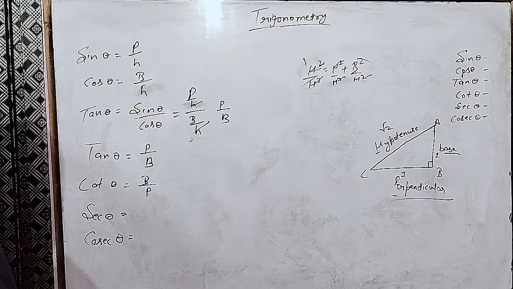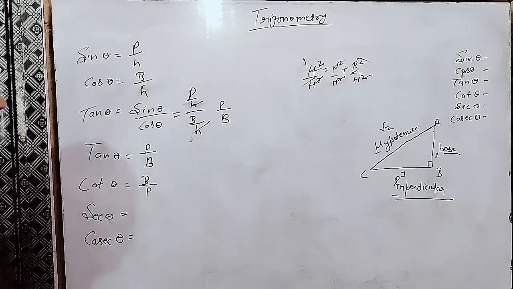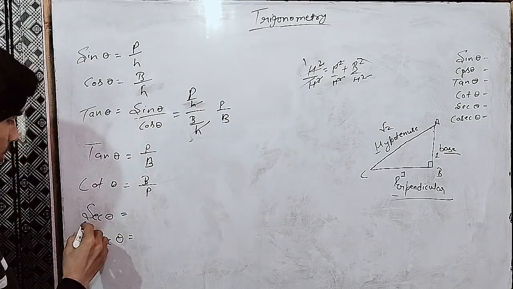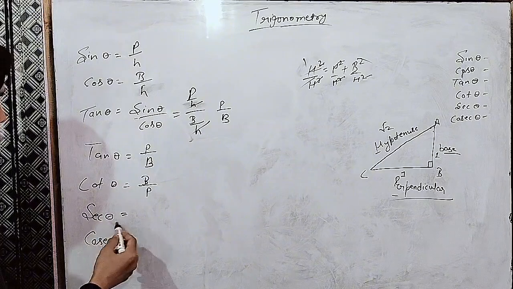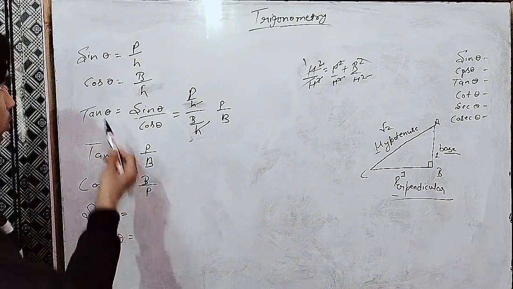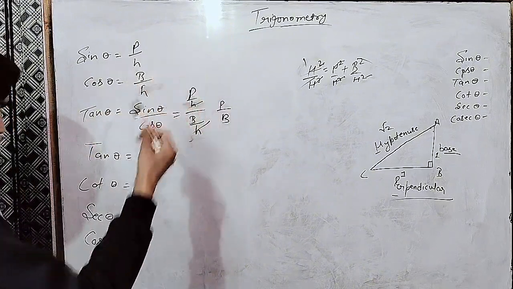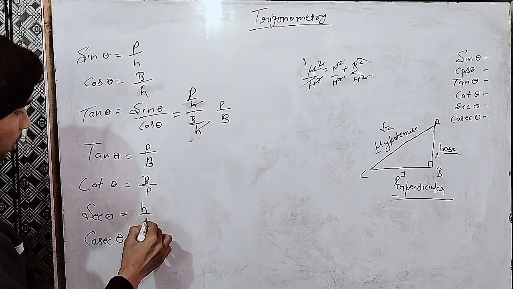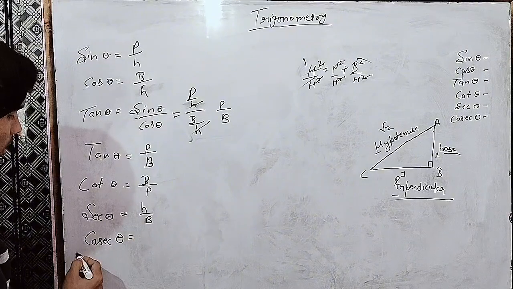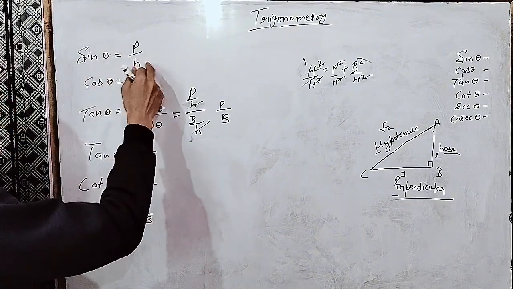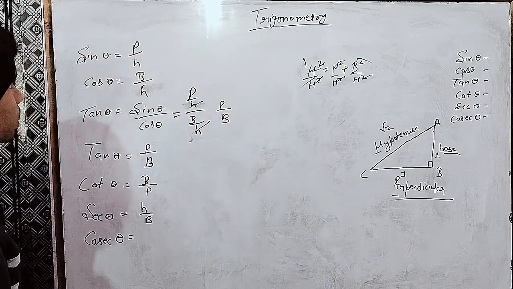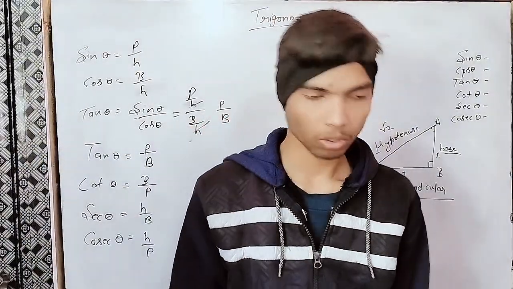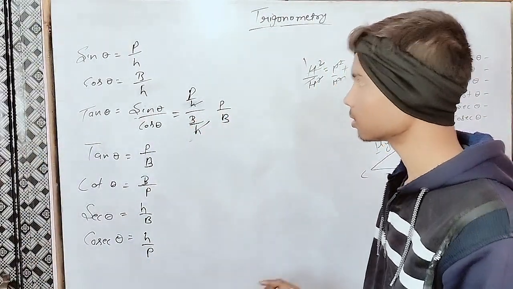Remember, sec is just the opposite of cos. So of course this will be written in the opposite manner: H by B. Similarly, cosec theta is just the opposite of sin theta. So of course this will be written in the opposite manner: H by P. All these are our formulas.